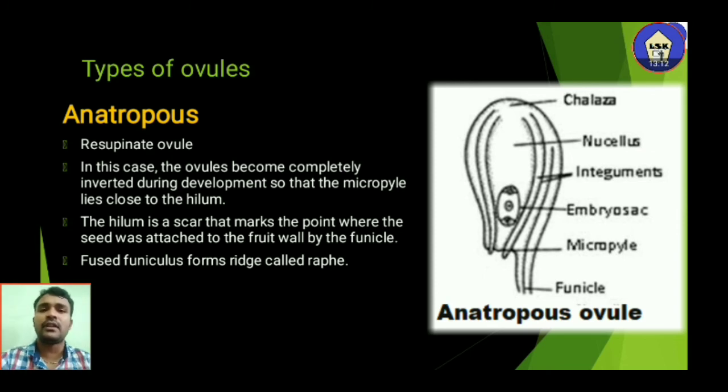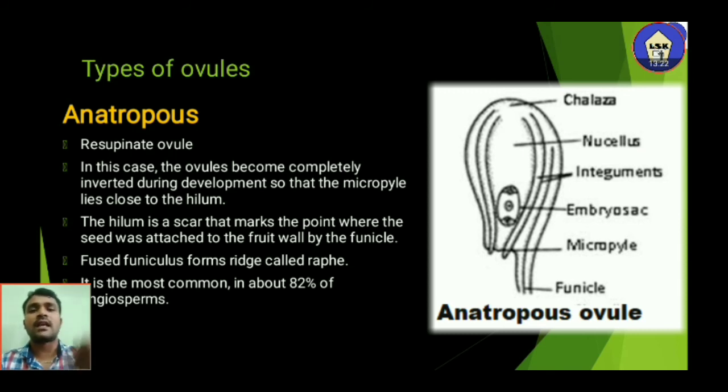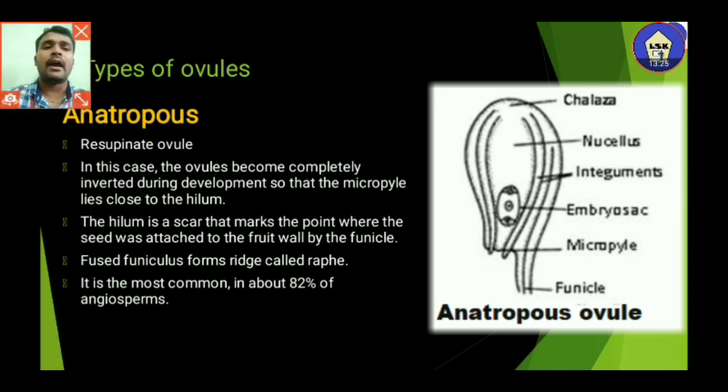Even after the development of the seed, we can see the location or position of that hilum. The fused funiculus forms a ridge called the raphe. The extension of the funicle, called the raphe, is clearly visible in the anatropous type of ovule, and it is the most common, in about 82% of angiosperms. I told you the maximum number of plants produce the anatropous type of ovule. Examples are Helianthus, sunflower, as well as Tridax.